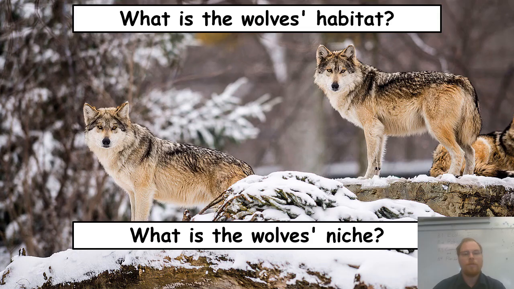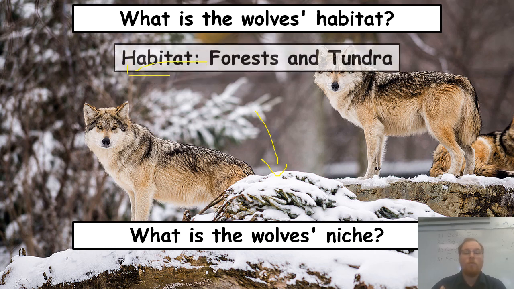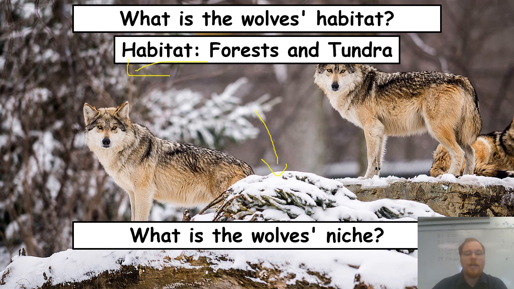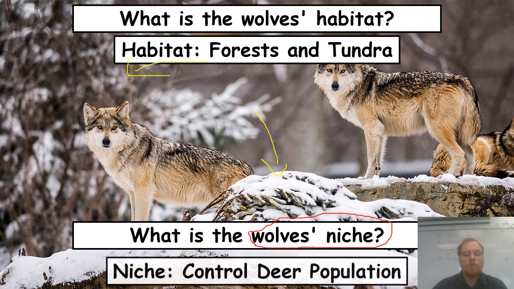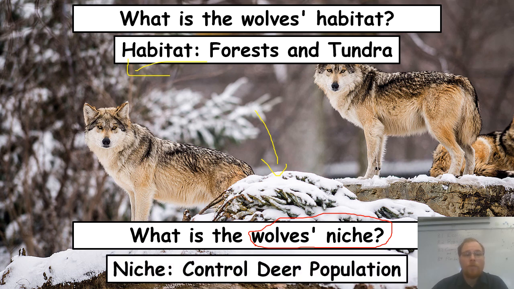Now, in this case, what is the wolf's habitat? Well, you can kind of see it right now. It's snowy and there's trees. So their habitat's probably going to be some kind of forest or tundra, any kind of place where there's cold and there's woods. Now, what is the wolf's niche? That's a little bit of a harder question to answer, but wolves actually control the population of herbivores like deer or any other kind of prey that they eat. Otherwise, they might get out of control.